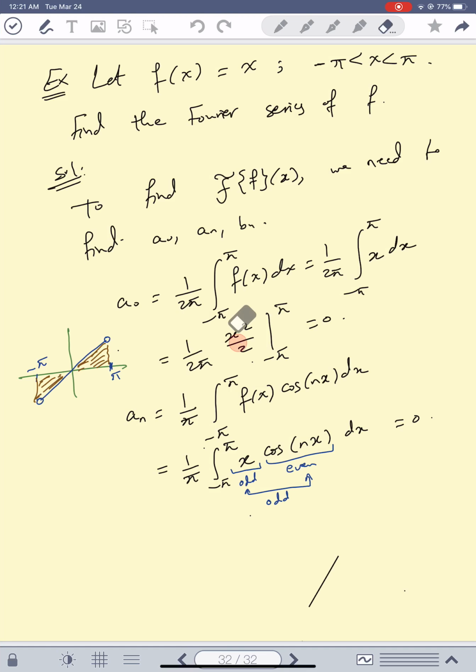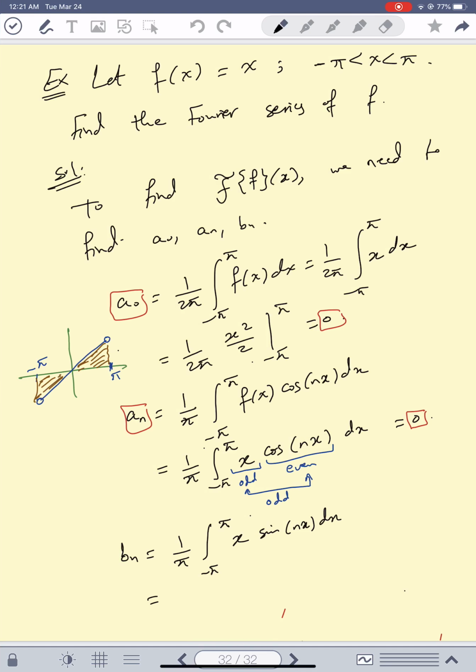Now we need to compute the b's. So what is bn? The bn formula is 1 over pi integral from -pi to pi f of x sine nx dx. Now for this integral, the x is odd, the sine is odd. The product of two odd functions is an even function. If you have an even function, you can't say 0. So the integral now is not 0. We need to compute it. However, because it's an even function, we can multiply by 2 and integrate from 0 to pi, if you agree.